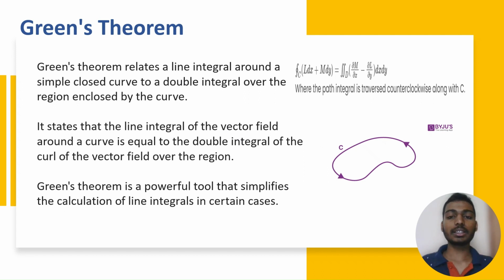The formula is the line integral of L dx plus M dy equals the double integral of dou M by dou x minus dou L by dou y, dx dy, where the path integral is traversed counterclockwise along C.